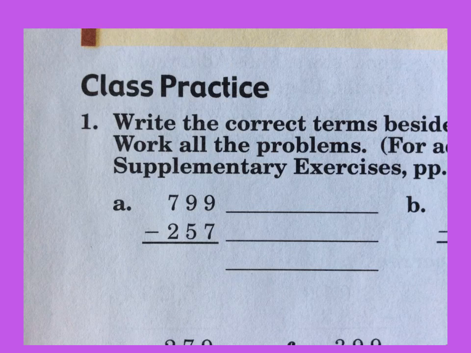Okay, we're looking at the class practice on page 7. It tells us to write the correct terms beside each number in A, and to also work out the problem. So we're going to start by working out the problems. 9 minus 7 is 2. 9 minus 5 is 4. And 7 minus 2 is 5. So we get 542. And now we need to fill in these blanks here with the proper words.